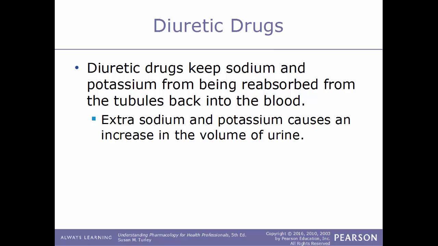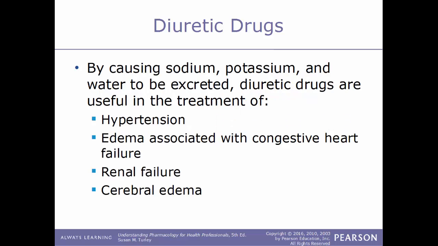Now, diuretic drugs keep sodium and potassium from being reabsorbed from the renal tubules back into the blood. So this extra sodium and potassium can cause an increase in the volume of urine. So by causing this excess sodium and potassium and water to be excreted, diuretic drugs are useful in treatments for hypertension, edema associated with congestive heart failure, renal failure, and cerebral edema. And the whole point of diuretics is to prevent sodium and potassium and excess water adding volume to your blood, which means the heart would have to work harder to pump the blood volume throughout the body.